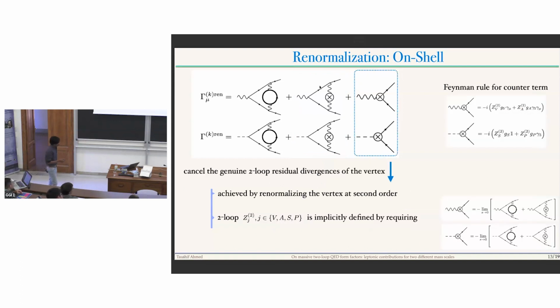And the second kind of subtraction that you need cancels the genuine two-loop residual divergence of this vertex, because this is at the second order, not at the first order. This renormalization constant is again defined similar to the previous case, where if you add these two diagrams and take the s goes to 0 limit, you can derive the value of this Zj. That is the renormalization constant for this residual that will cancel this two-loop residual divergence of the vertex.